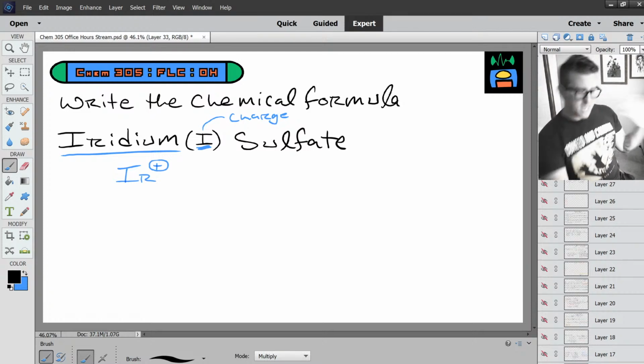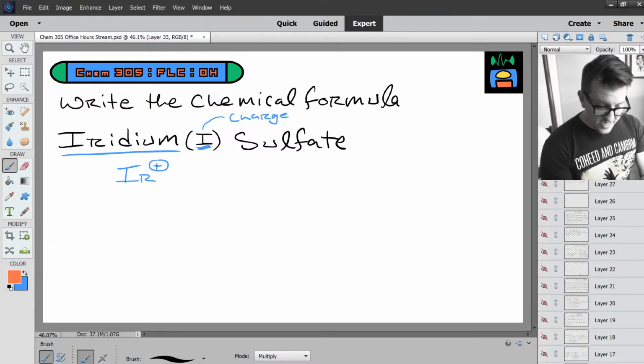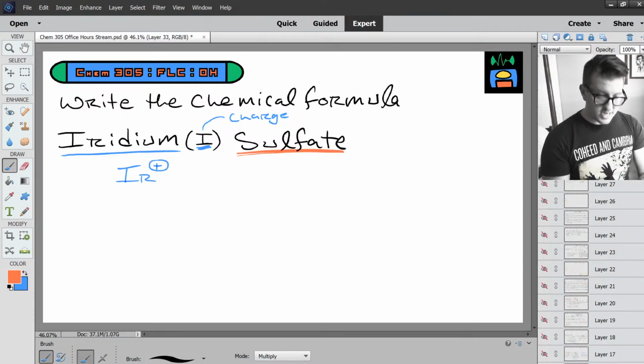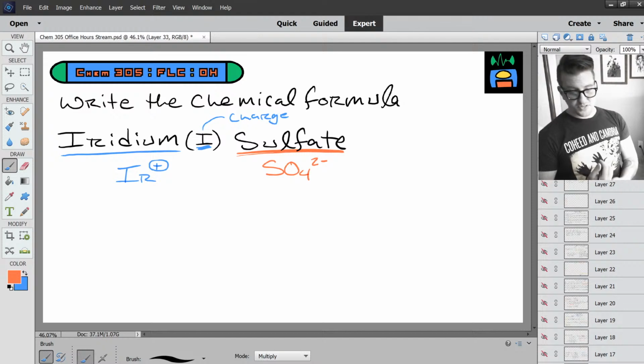So it'll either be name this compound or write the chemical formula for it. Alright, now sulfate is a polyatomic ion. Sulfate is SO4 and it has a charge of -2.